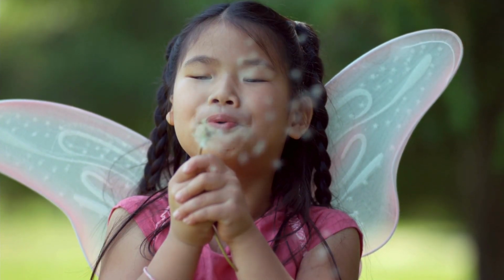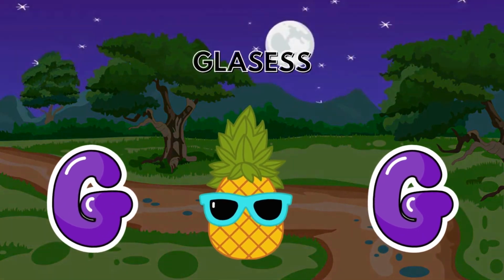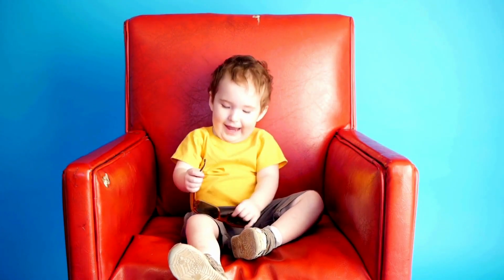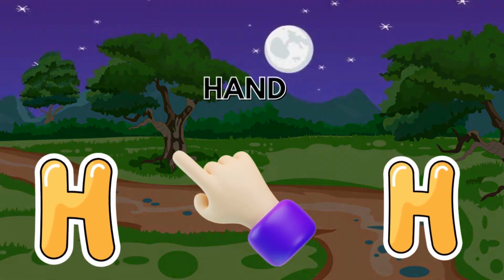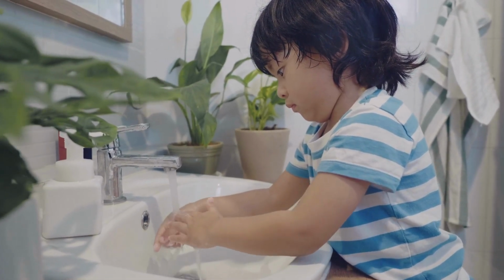F, fairy. G is for glasses, G, G, glasses. G is for glasses. H is for hand, H, H, hand. H is for hand.